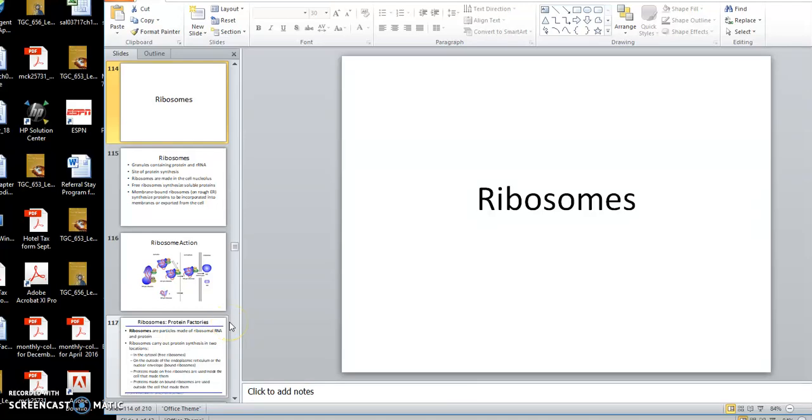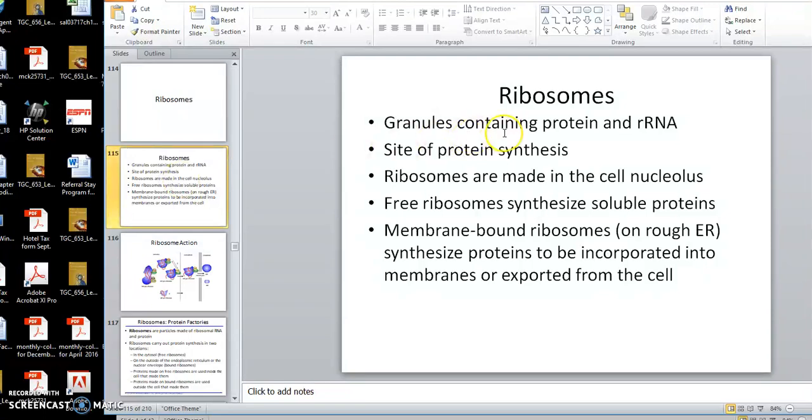Okay, now we're talking about the ribosomes. The ribosomes are little granular looking objects that have a protein coat, like a marble, with some ribosomal RNA inside. What is the job of the ribosome? It acts as a construction table to make protein. So its total job is to act in protein synthesis, the making of proteins.